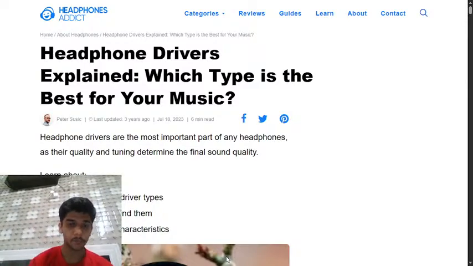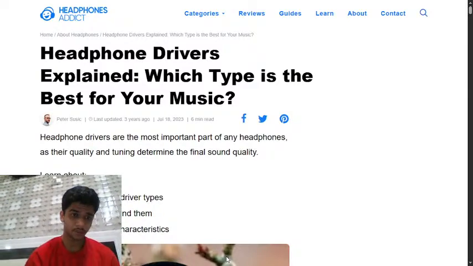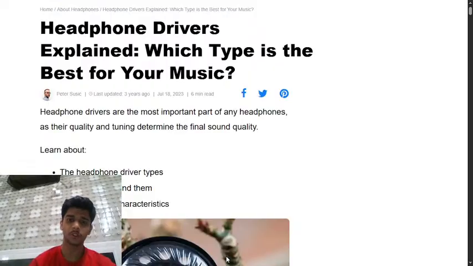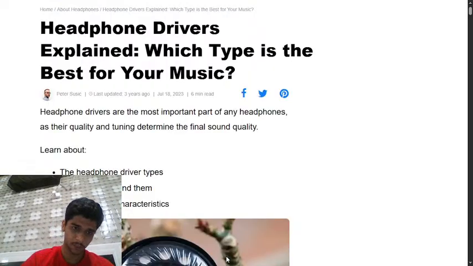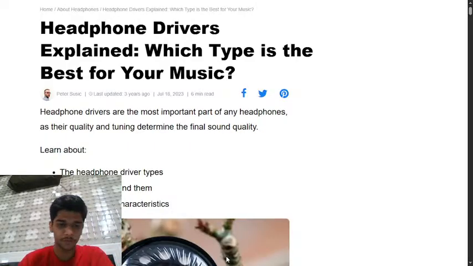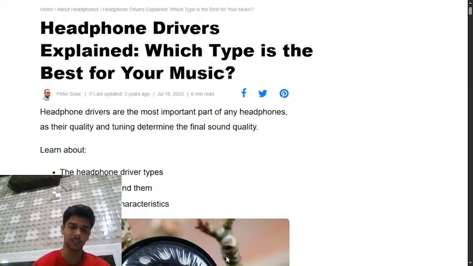Drivers. Which driver is the best for music? Headphone drivers are the most important part of any headphones as their quality and tuning determine the final sound quality. Learn about the headphone driver types, where you can find them, and their technical characteristics.